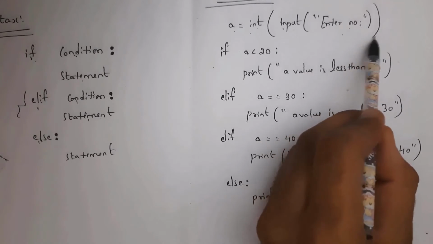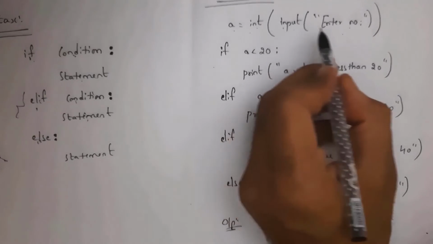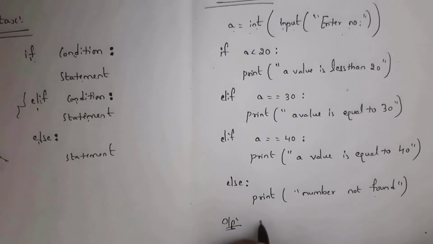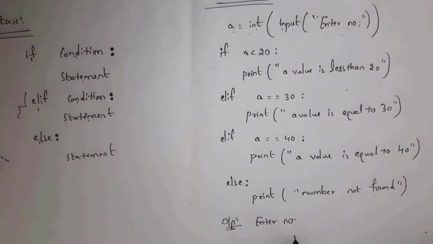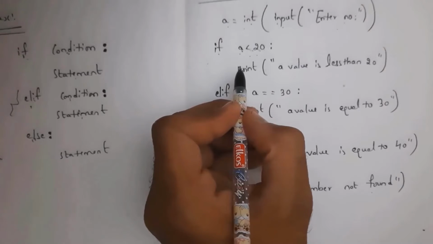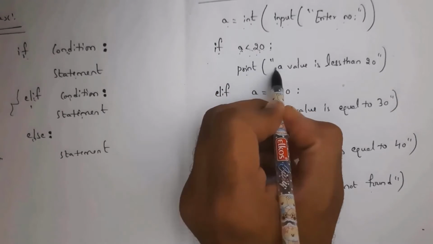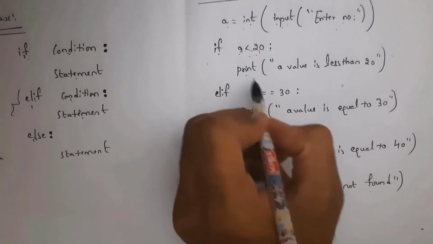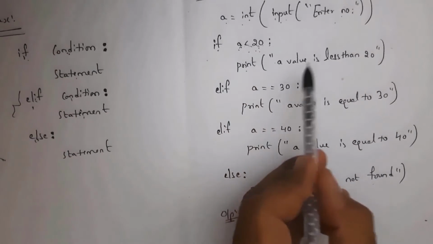Whenever I execute this line of code, I will get the output that is enter number because inside the input function I wrote enter number. So here I will get the output that is enter number, and by using this input function we can give any input that is of type int. We can give only integer type input. After that I give an if condition that is if a less than 20 colon print a value is less than 20. The meaning of this is if a value is less than 20, then I should get the output that is a value is less than 20.